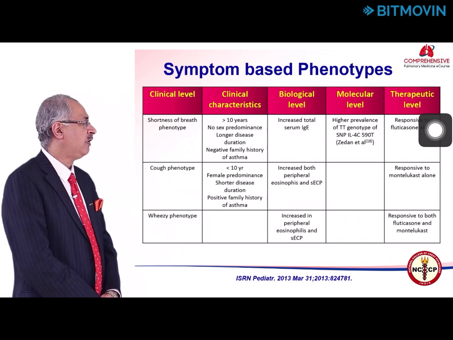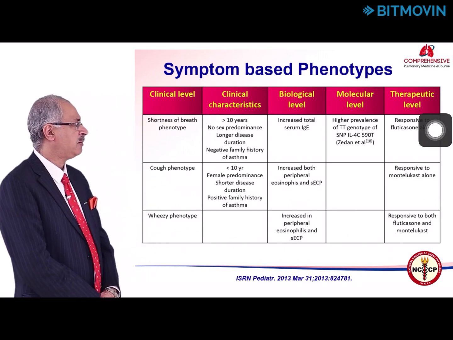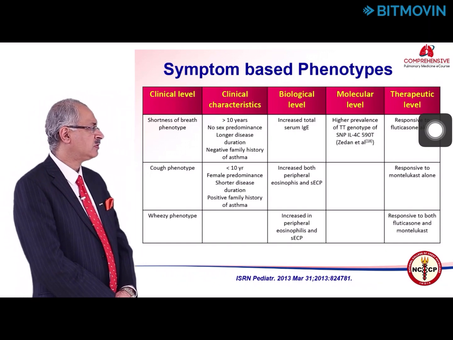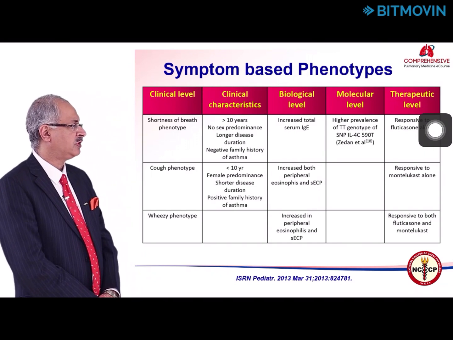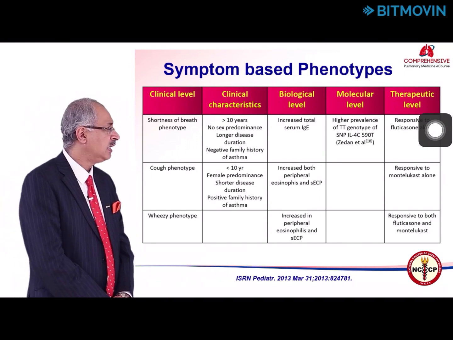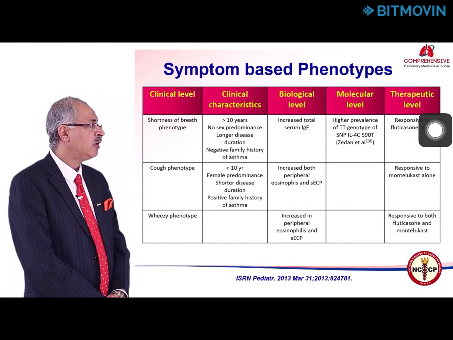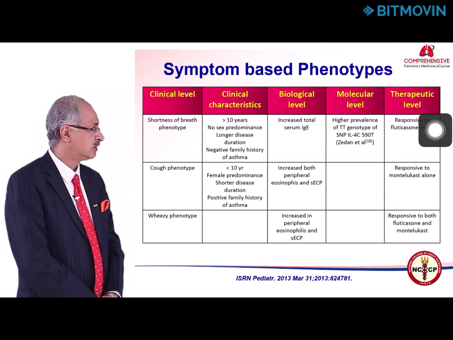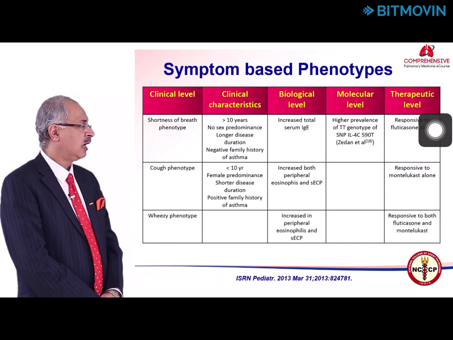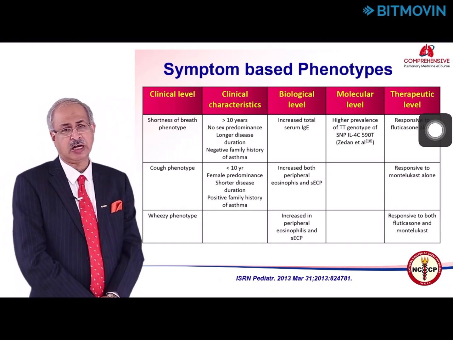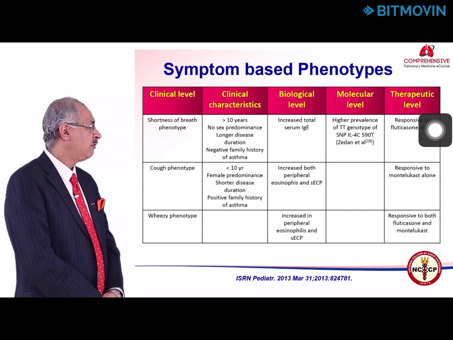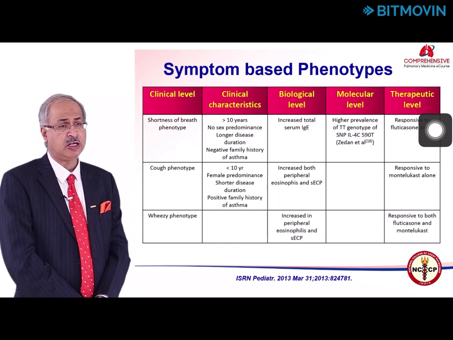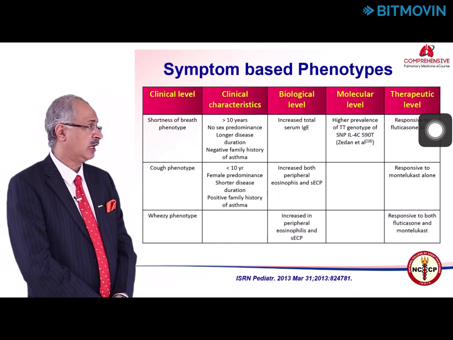Symptom-based phenotypes can be divided into a shortness of breath phenotype, a cough phenotype, or a wheezy phenotype. What is important is that the shortness of breath phenotype is commonly associated with highly elevated total serum IgE, whereas in the cough phenotype we find an increase in both serum as well as sputum eosinophils. And in the wheezy type, there is also an increase in peripheral eosinophils and sputum eosinophils. So in other words, in a fair number of these patients with shortness of breath, cough or wheeze, you will see eosinophilia, especially where there is eosinophilic inflammation.